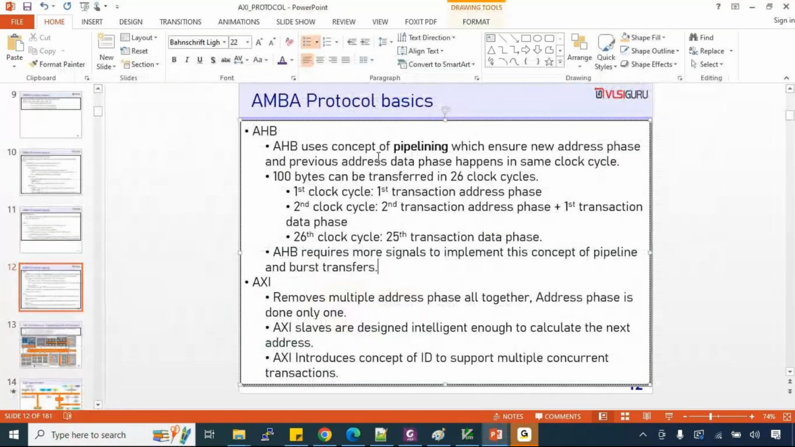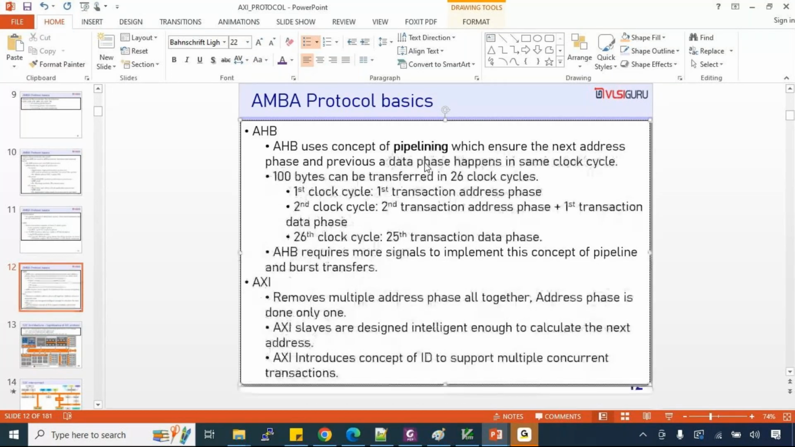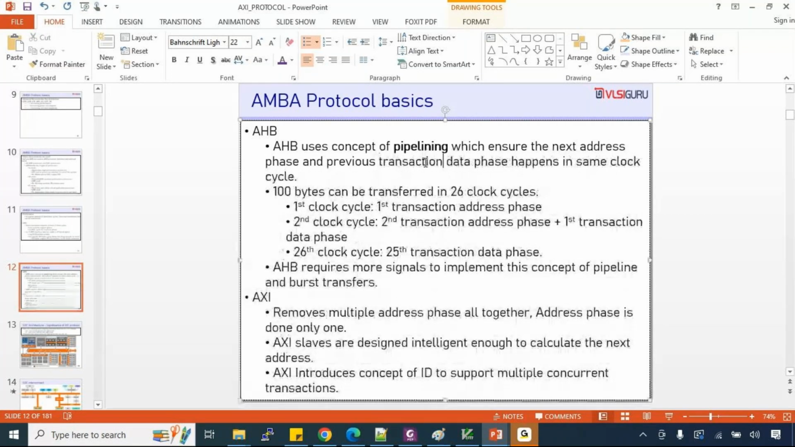So AHB uses the concept of pipelining, which ensures that the next address phase and the previous transaction data phase happen on the same clock edge.